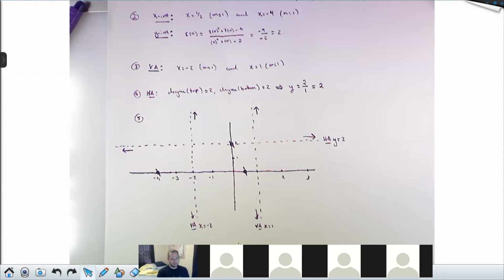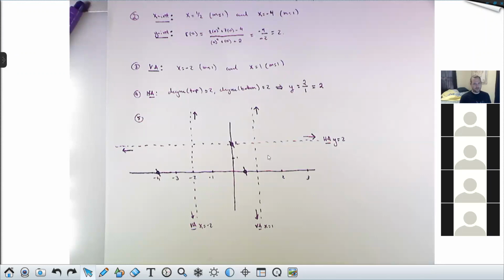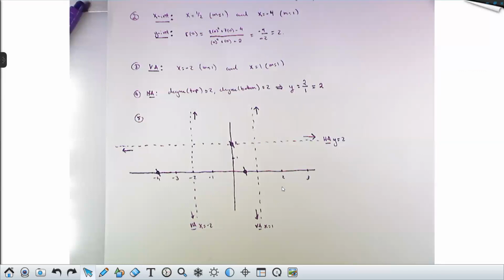What about the vertical asymptote? Yeah, good question, right? So I've been kind of talking my way around that one. Can you cross a vertical asymptote? Is it possible for the graph of a rational function to touch its vertical asymptote? Yes or no, and why? No.